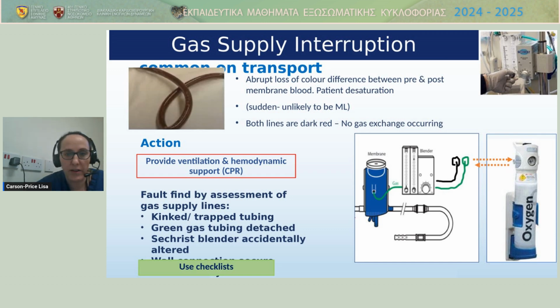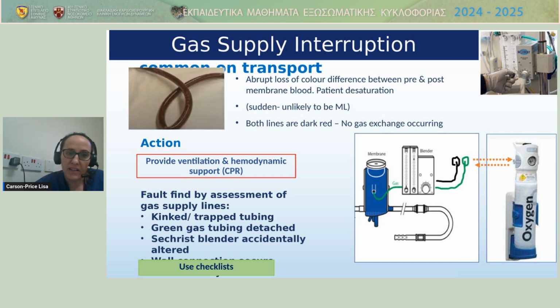Now, like I said, it's very unlikely to be membrane lung if it happens so rapidly. In this situation, obviously, you will see the alarm start to go off, your lines are very dark, and you want to start providing some ventilation and support. And if it takes some time to fault find or whatever, you may need to do CPR.